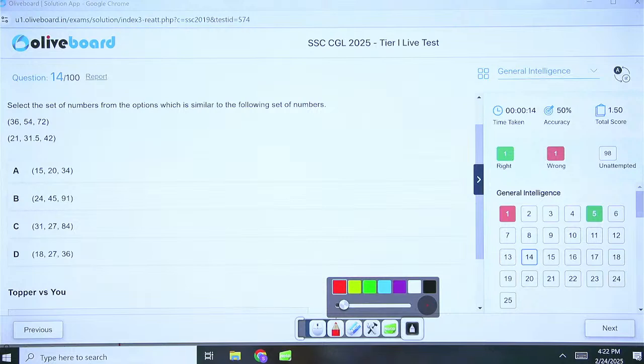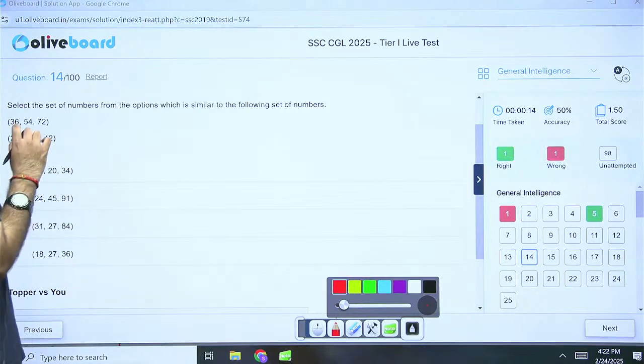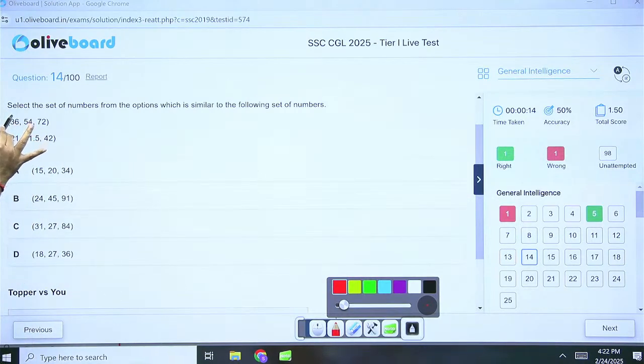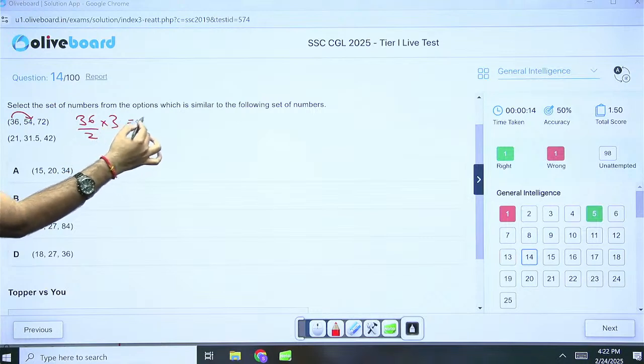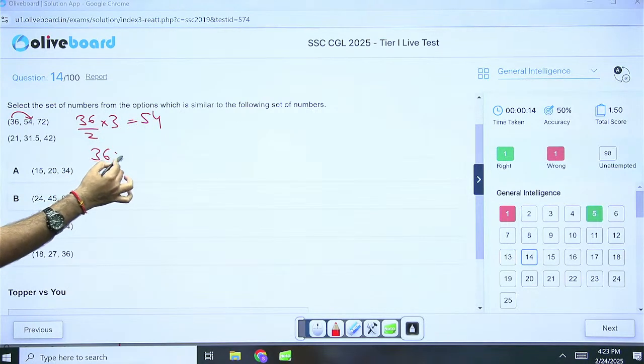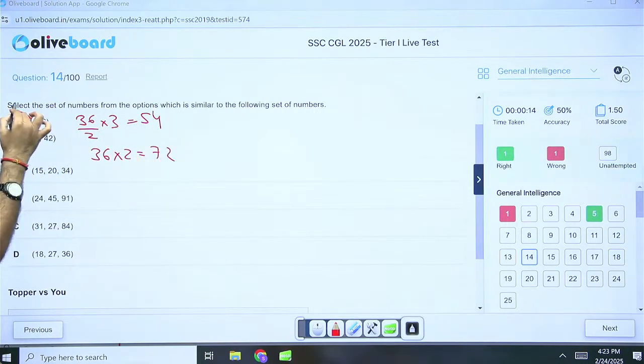What is happening here? So 36 and 54, how do you get this? 36 divided by 2, 18 into 3. This is multiplied by 3 by 2 to give you 54. And 36 is simply multiplied by 2 to get you 72. So this is multiplied by 3 by 2. This is multiplied by 2. Check here. Multiply by 3 by 2.